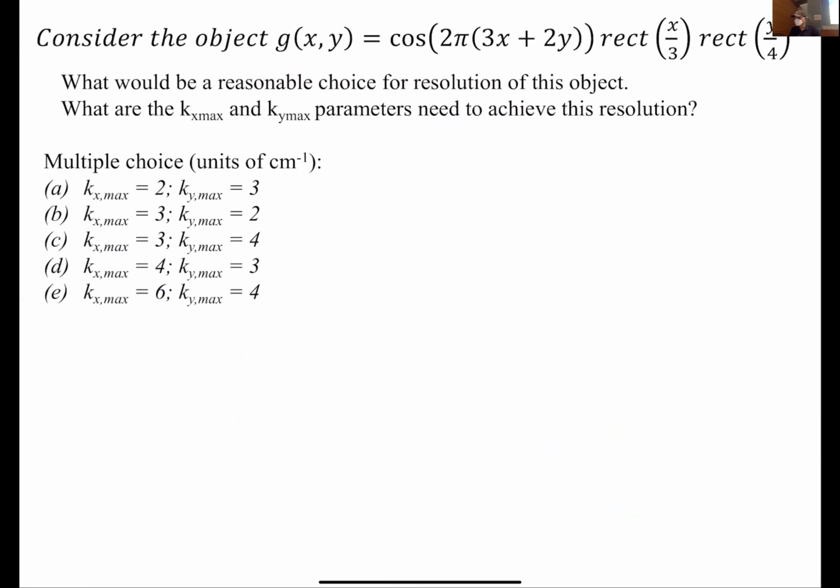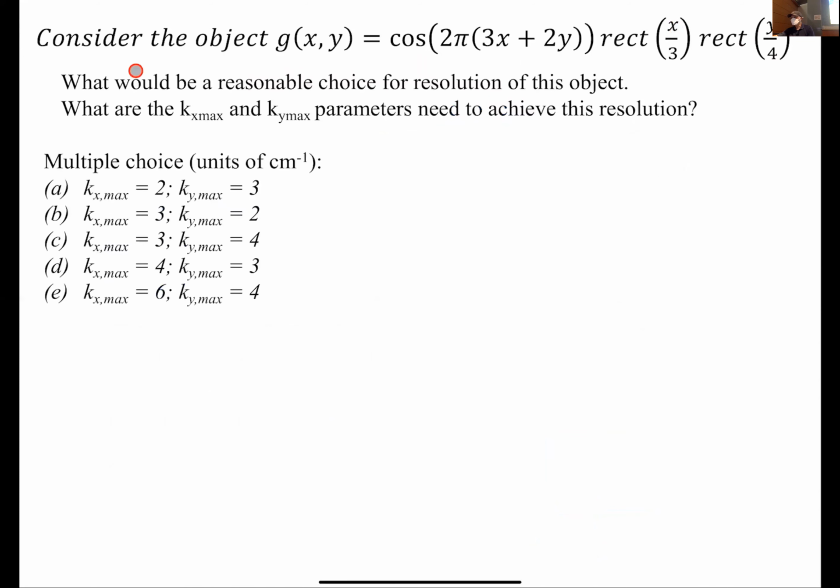I'm going to open up the poll online, and for those of you in person, we'll just do a voice poll. So here's the question. This is my object now. I think this is the same object we had last time, but now the question is different. We have cosine 2 pi (3x plus 2y), rect of x over 3, rect of y over 4.